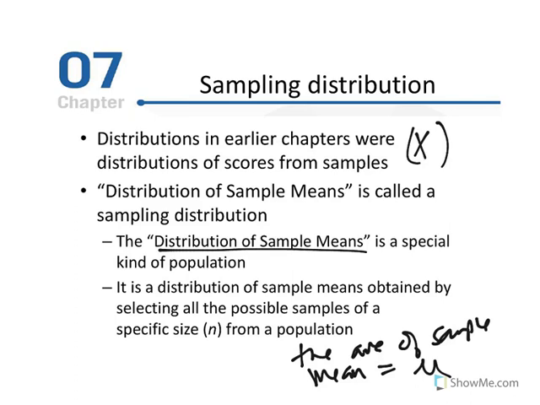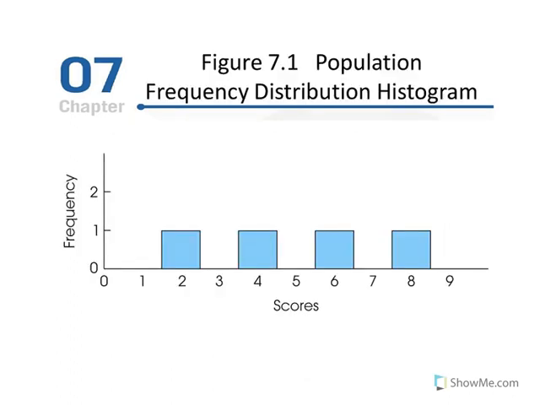So we're going to walk through an example where we take all possible samples, compute sample means, and see that it is equal to the population mean, and that we are constructing a whole new distribution of values, and those values are M values, the mean of samples, versus X values that we were working with in the previous chapter.